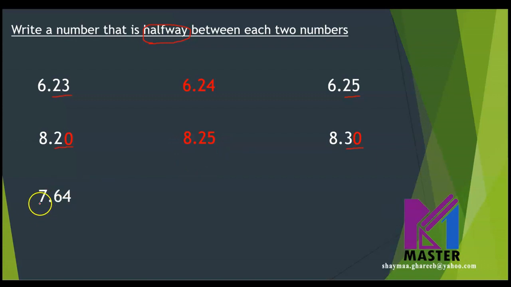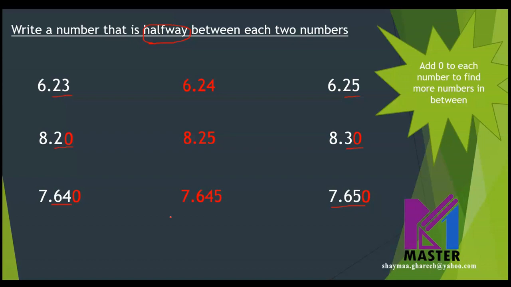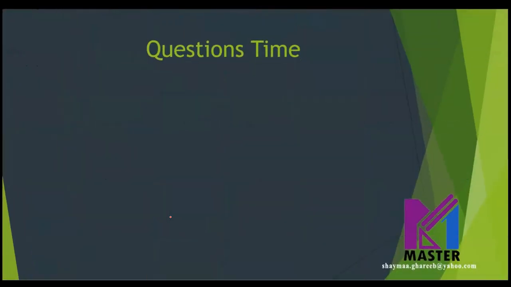One more example, 7 and 64 hundredths, 7 and 65 hundredths. So what is the number exactly in the middle between 64 and 65? Nothing, but if I add 0 to both numbers, I will have 640, 650, which means that the number exactly in the middle is 645. So it will be 7.645 or 7 and 645 thousandths. Now, every time you can add zeros to get more numbers in between or the number exactly in the middle.